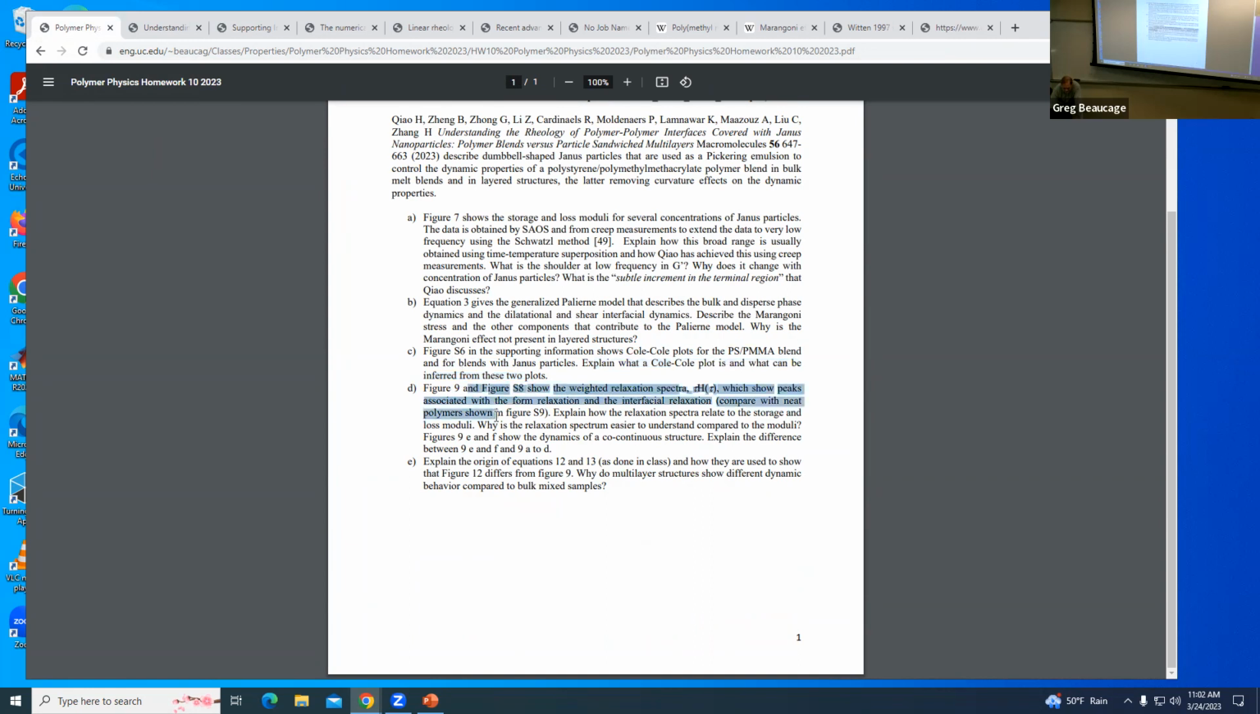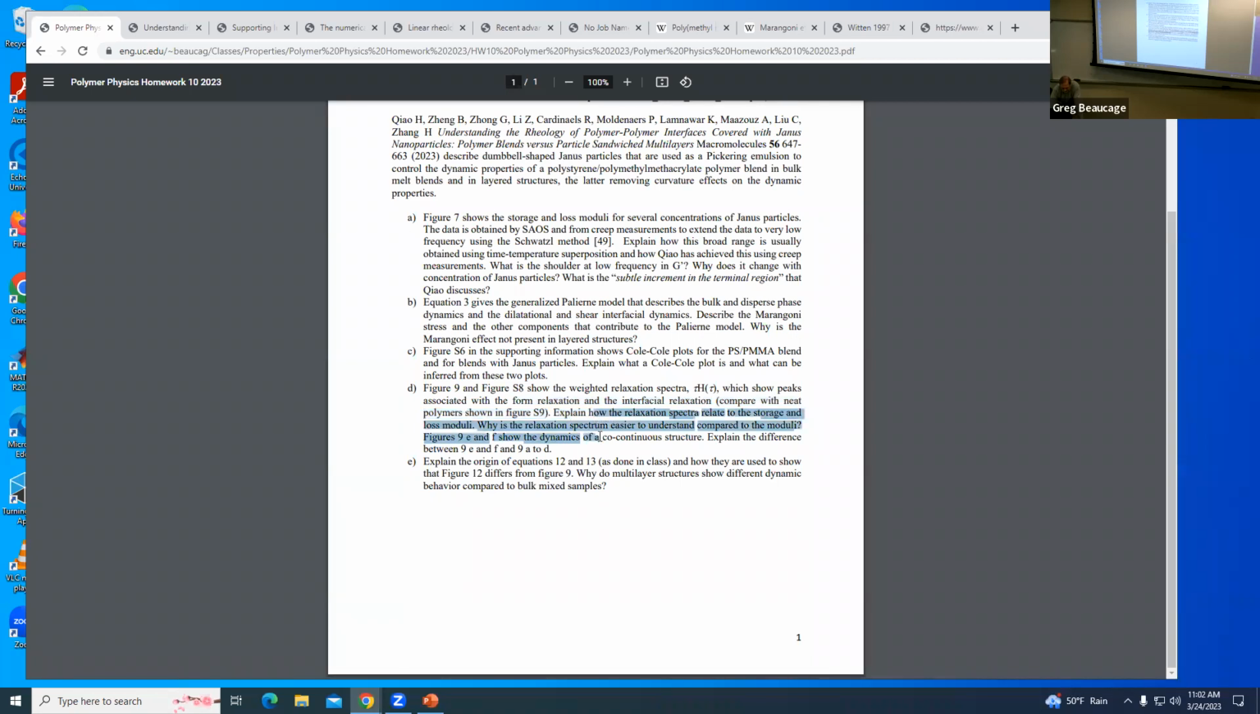Figure 9 shows the weighted relaxation spectrum. It shows peaks. It looks like what I just showed, like the other one. Interfacial, compare with neat polymers. S9, I talked about that. The S9 doesn't have the other peaks. It only has one peak, like the one with the pure polymers just has one peak, just a glass transition.